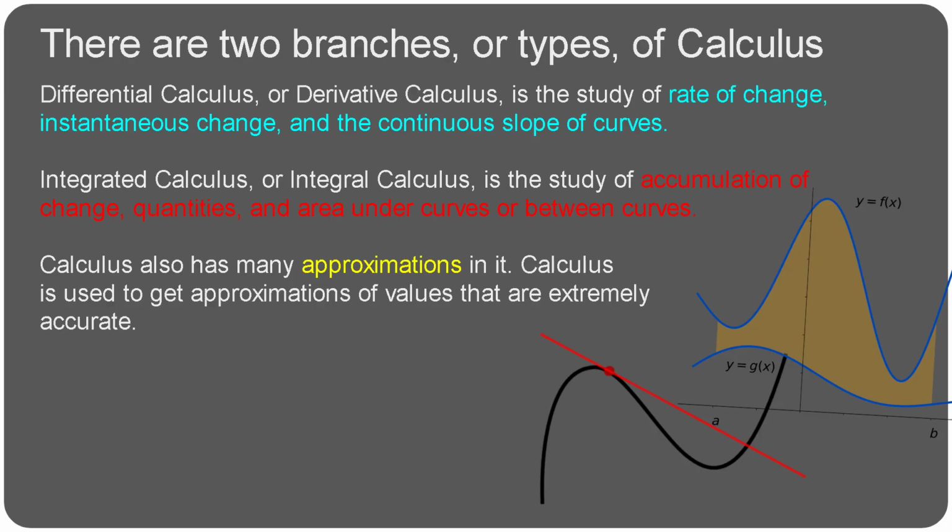Calculus also has many approximations in it. As I mentioned at the beginning of the video, that's how you're able to get things like sine of 0.2. You don't actually find what sine of 0.2 is. You use calculus to make an approximation.